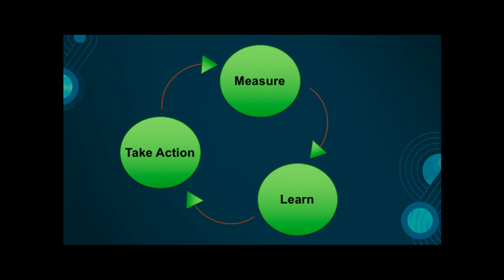So the cycle that people tend to use, and then what we use with Google Analytics, is to measure what's occurring, gather that data, learn from it, analyze it, and then take action based on your findings, and then measure again.